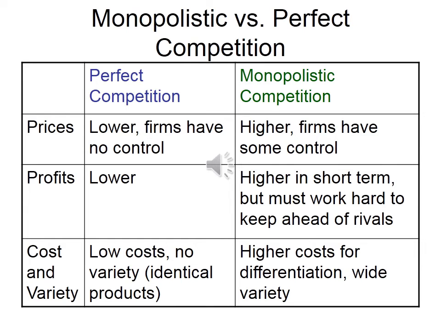As for monopolistic competition, the prices are higher, which means that firms have some control. The profits are higher in the short term, but firms must work hard to keep ahead of rivals. The cost and variety are higher, which means that there are high costs for differentiation and a wide variety.